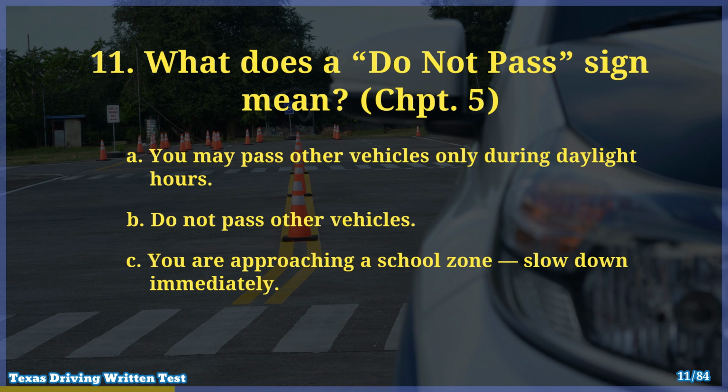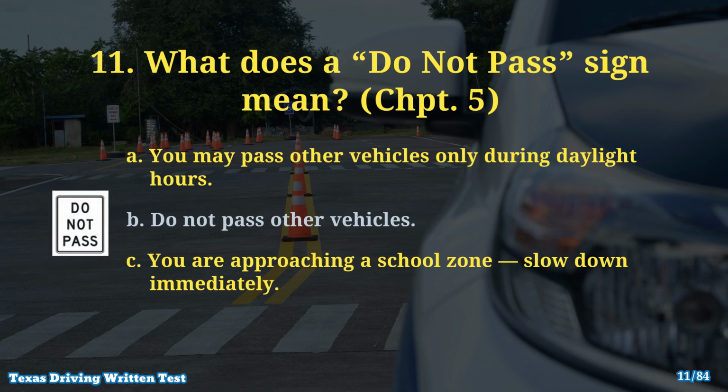11. What does a "do not pass" sign mean? A. You may pass other vehicles only during daylight hours. B. Passing other vehicles is not allowed for any reason. C. You are approaching a school zone, slow down immediately. Answer is B. Do not pass other vehicles.